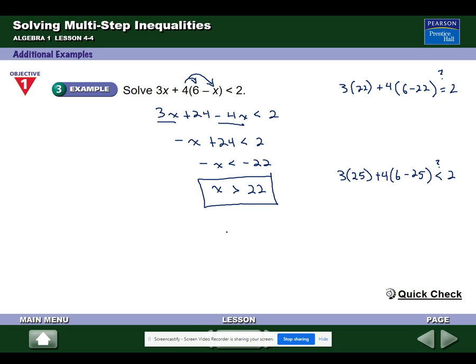If it is, then we're good to go, right? Let's do up here first. This is 66 plus 4 times 6 minus 22 would be negative 16.